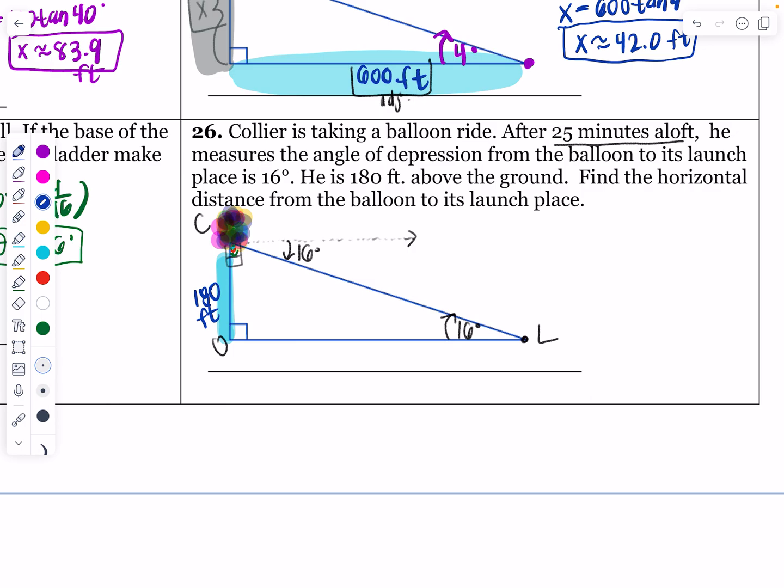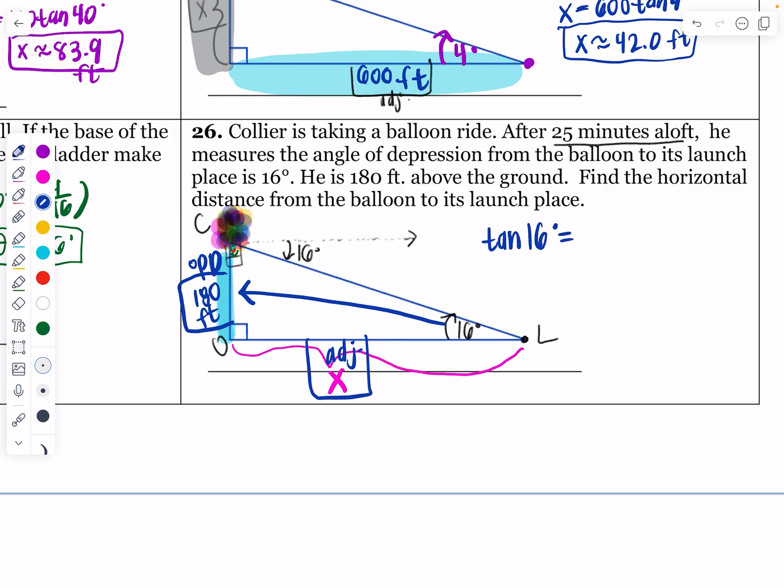And we want to find the horizontal distance from the balloon to its launch place. Not from Collier to the launch place, but the horizontal distance. Meaning like how far would somebody have to drive on the road to be under the balloon. So that's what we're looking for, our x. That's our horizontal distance. Okay, so from the 16, what is the 180? That is going to be our opposite. From the 16, what is x? That is going to be our adjacent. So this is more tangent. We're solving for a side length, so this is going to be normal tangent.